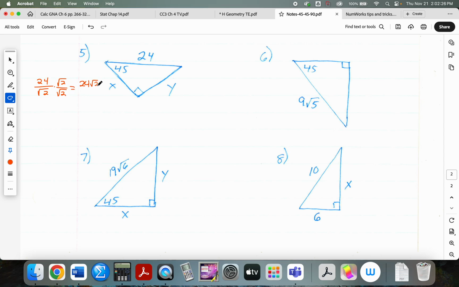So that's 24 square roots of 2 over, what's the square root of 2 times the square root of 2? 2. Can I simplify that any more? Yes, because 2 divides evenly into 24. So that's 12 square roots of 2. And so is the other leg. In a 45, 45, 90, the legs are going to be the same size.